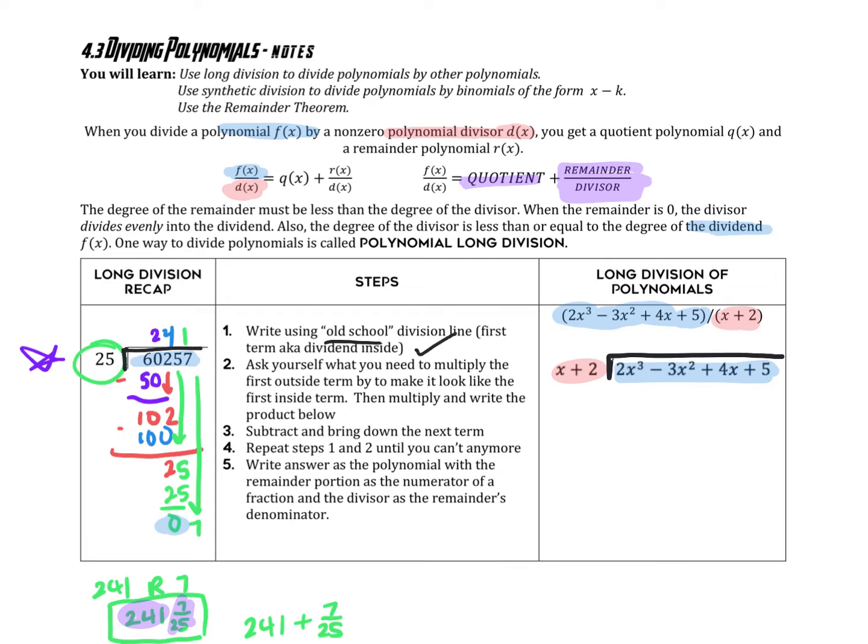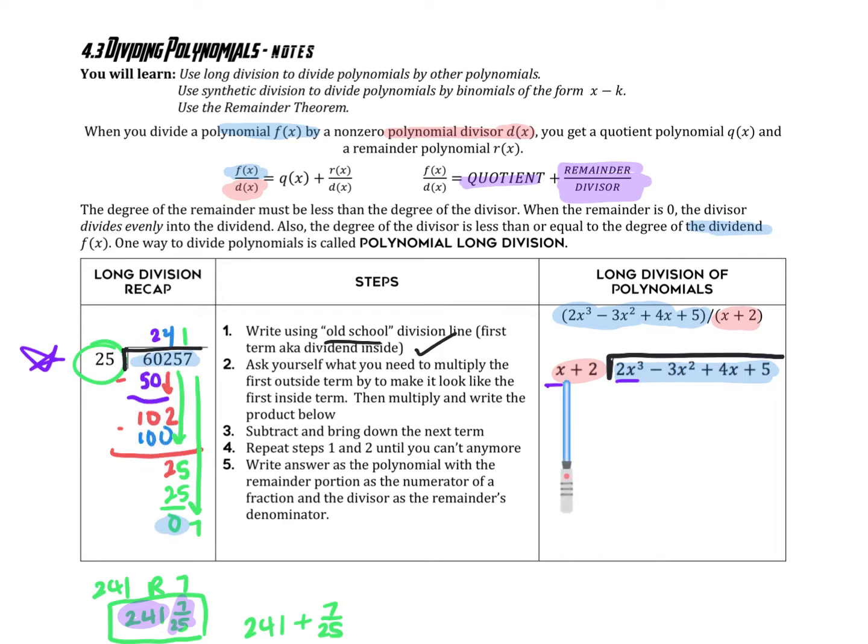So that's step 1. Step 2, you're going to ask yourself, what do I need to multiply this by to make it look like this? Really what I asked myself over here, I worded it differently, but what do I need to multiply 25 by to make it look as close to 60 as possible? And we said I need to multiply it by 2.